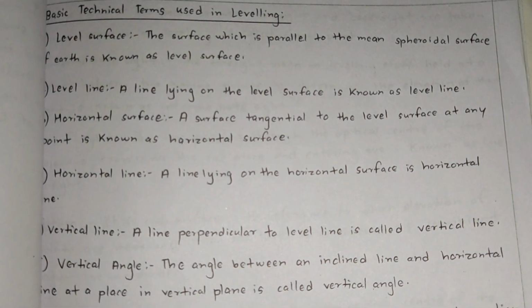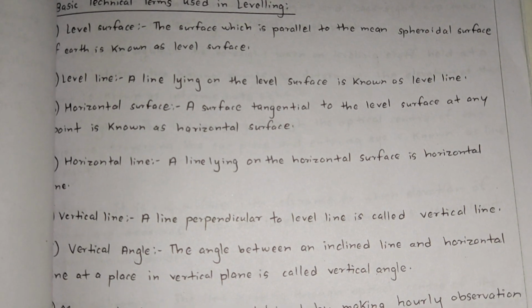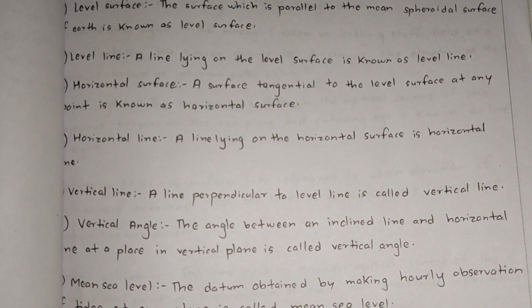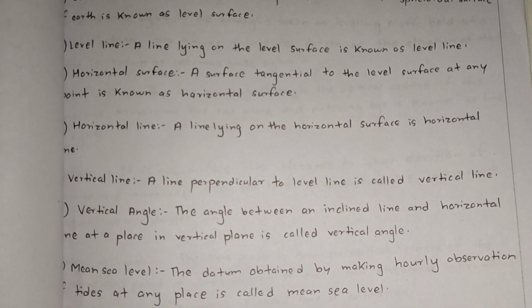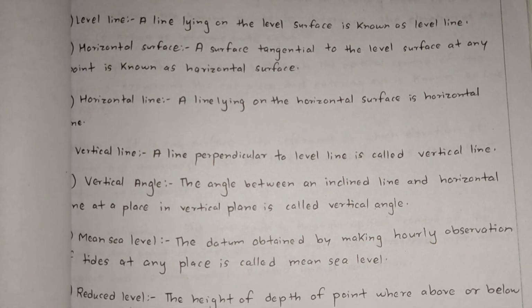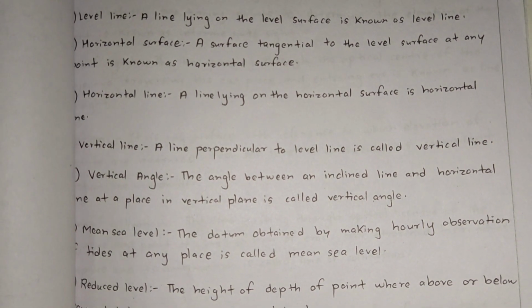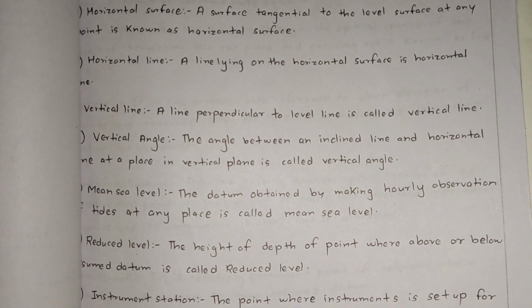Basic technical terms used in leveling. Level surface: the surface which is parallel to the mean spheroidal surface of the Earth is known as level surface. Level line: a line lying on a level surface is known as level line. Horizontal surface: a surface tangential to the level surface at any point is known as horizontal surface. Horizontal line: a line lying on a horizontal surface is called horizontal line. Vertical line: a line perpendicular to level line is called vertical line.